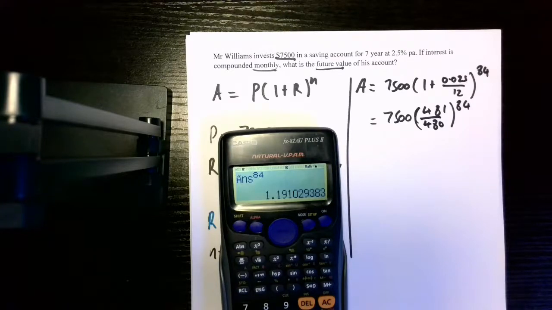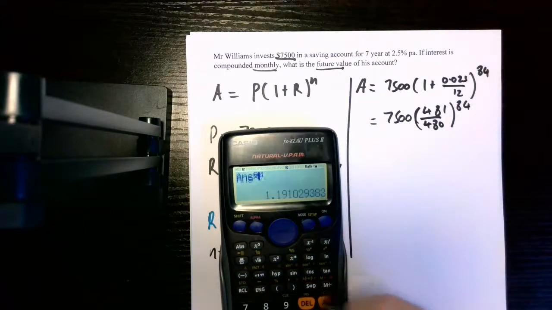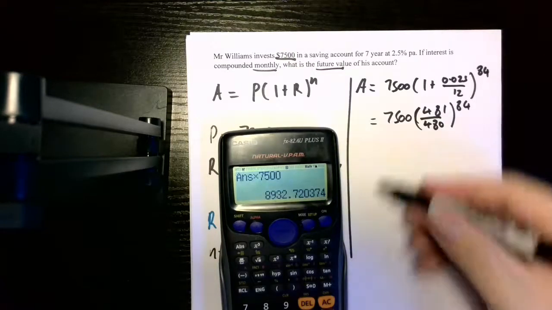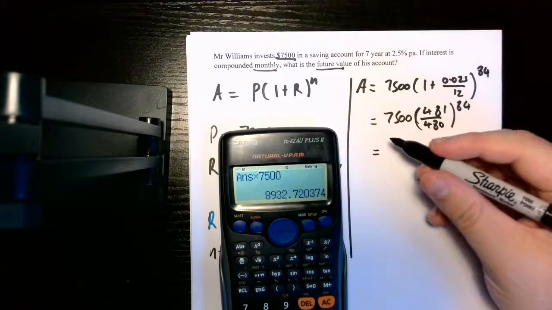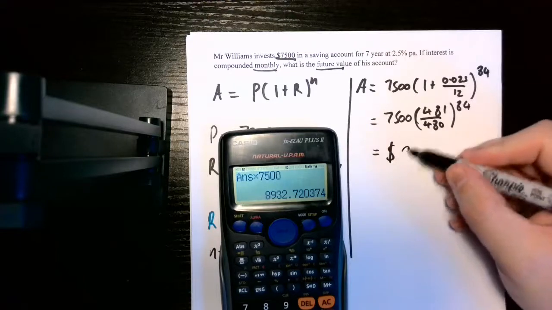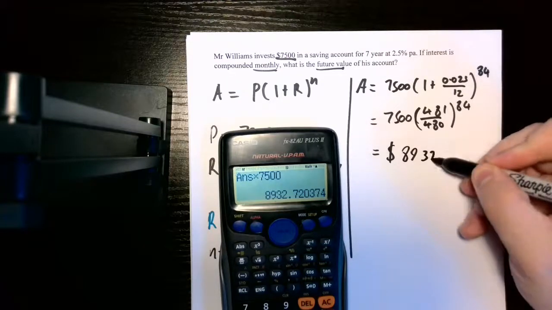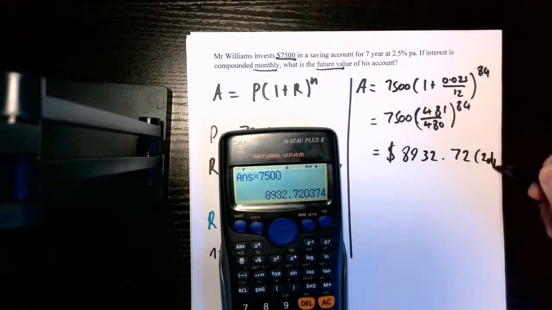I can either choose to clear again using the AC button, never the on button, because that clears the memory of the entire calculator, and then multiply by 7,500, or I can just multiply by 7,500 off the bat, and it stores all of my answer inside of the calculator. That avoids any rounding error that we actually have occurring. And you'll notice our final amount at the end of the 7 years is $8,932.72 going to 2DP.